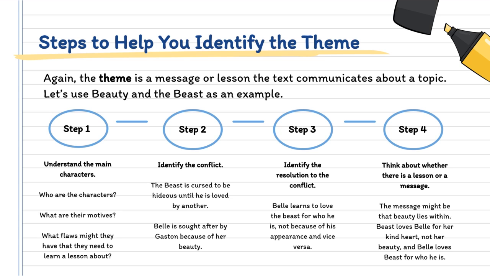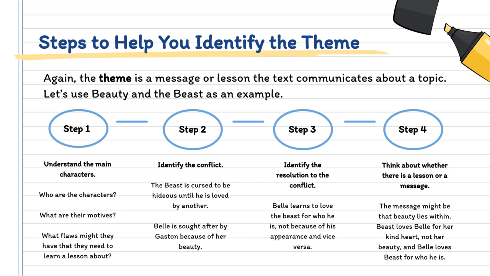Step three is to identify the resolution to the conflict. So for the resolution, Belle learns to love the Beast for who he is, not because of his appearance, and vice versa. And so this is the resolution to the conflicts we had before. The Beast was cursed.